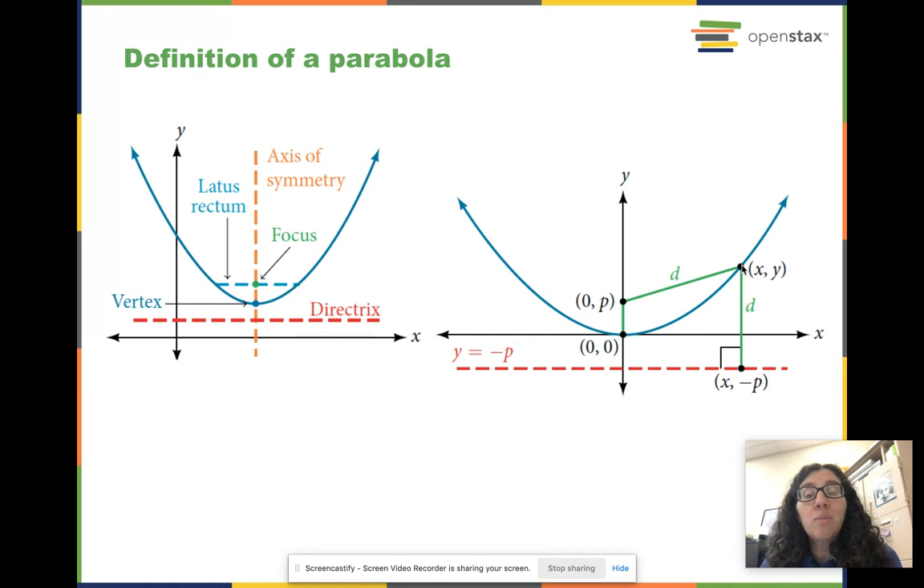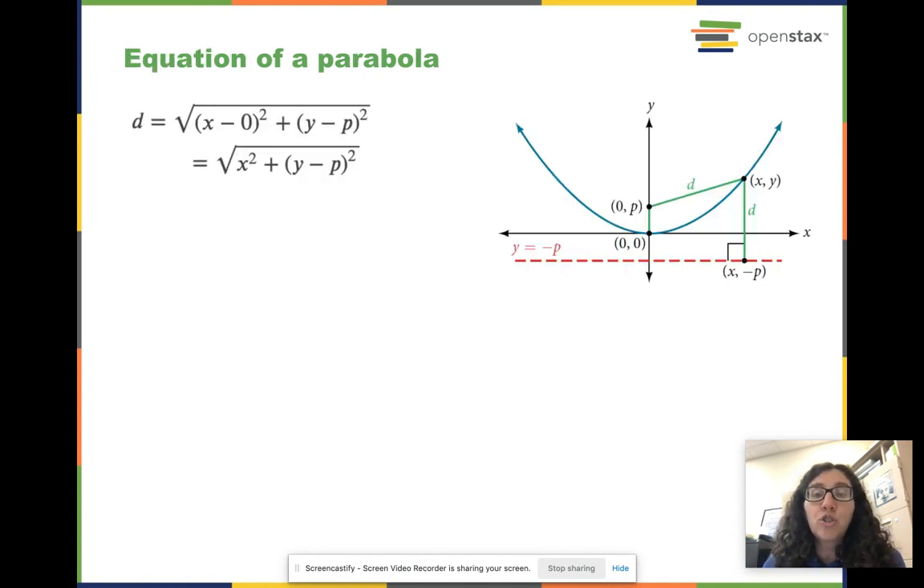Here's how we geometrically define a parabola. The distance from the focus to any point on the parabola is the same as the distance from that point to the directrix. Okay, so this is going to be perpendicular to the directrix here. These two d values are equal to each other. Okay, so that's geometrically what's going on with a parabola, which is interesting.